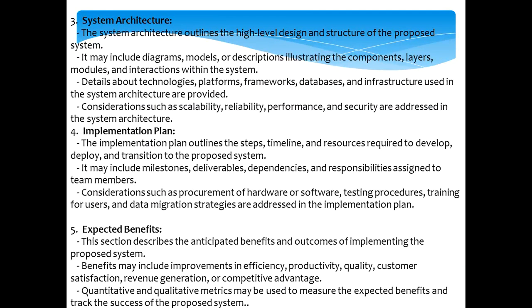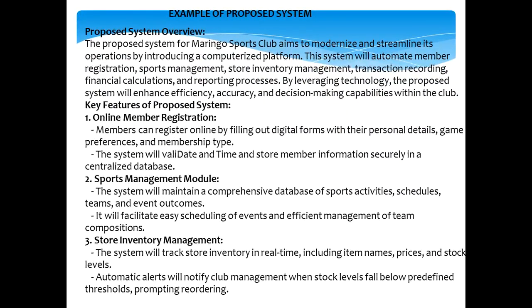Then the system architecture. The system architecture outlines the high-level design and structure of the proposed system. It may include diagrams, models, or descriptions. So here, just based on diagrams. Then the next part is implementation plan, then the expected benefits of the system. So the best thing to do is to now show you an example of how a proposed system is done.